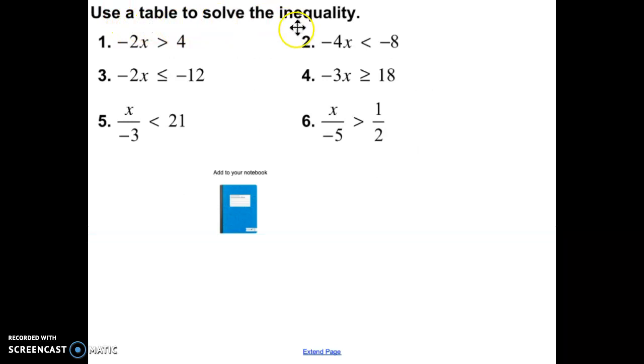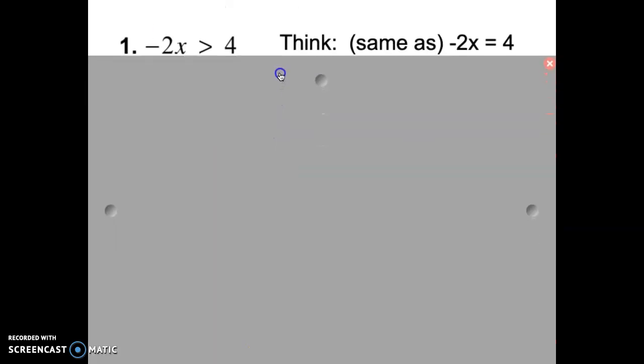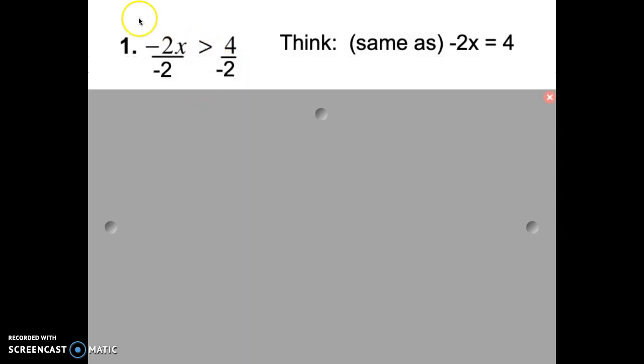So use the table to solve the inequalities. I'm going to show you a couple of these because I want to refresh you on these. So let's take a look at number 1 together, and number 1 is going to look like this. So here's our original problem. Remember, I want you to think the same as just an equation, but then keep that inequality sign. So here we're going to divide both sides by negative 2. Okay, so we're dividing both sides by negative 2.